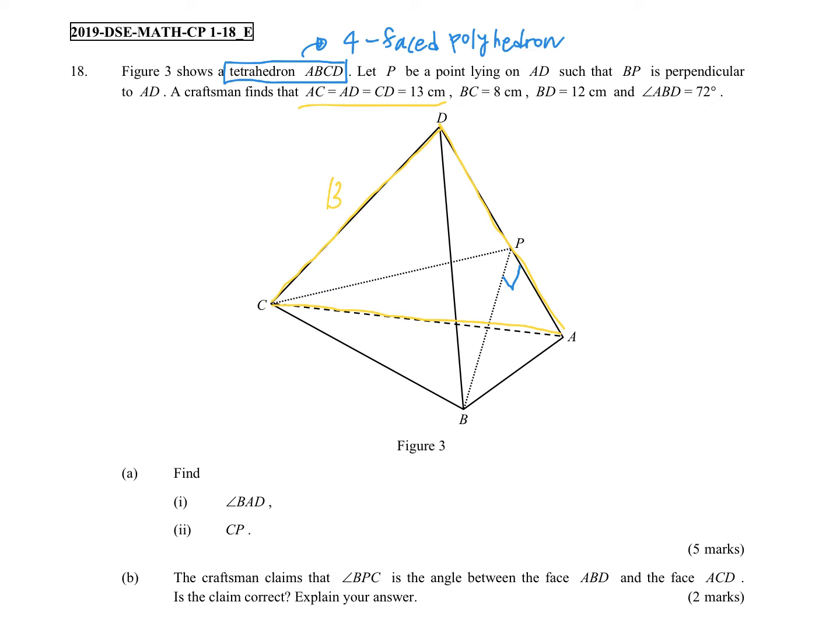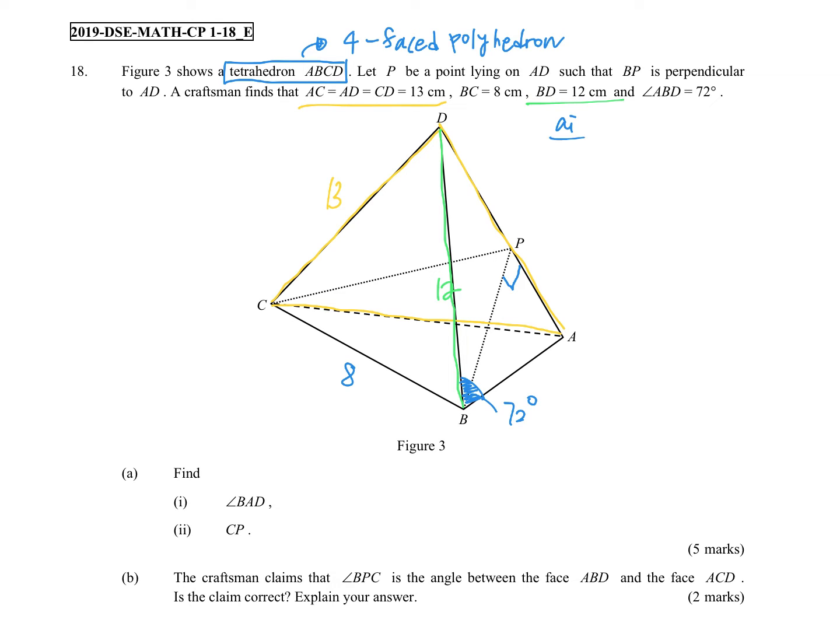And then BC is x cm. And then BD is 12. Okay, BD is 12. And angle ABD, this angle, is 72. Okay, in part A1, we want angle BAD.